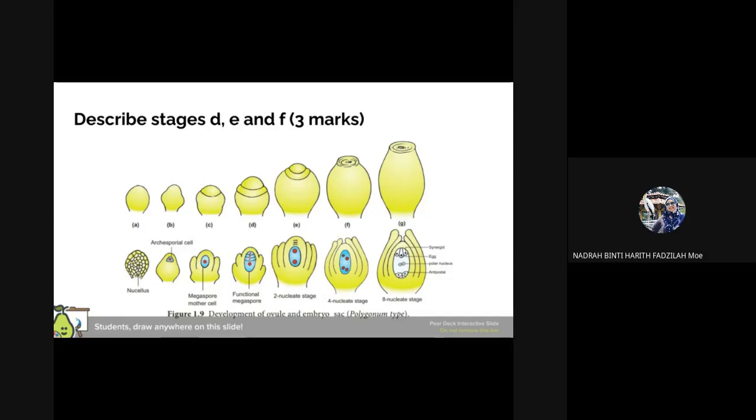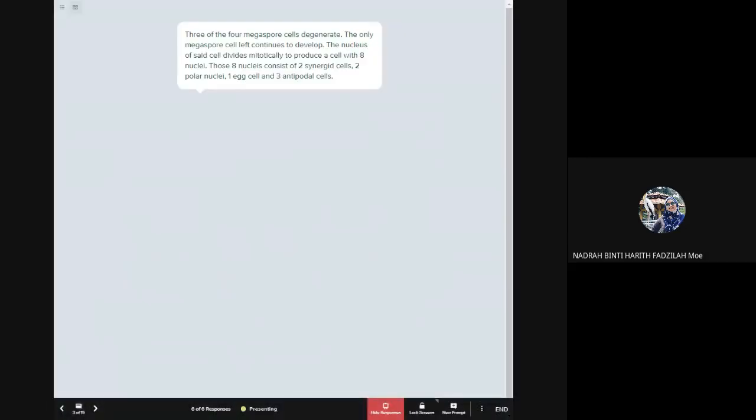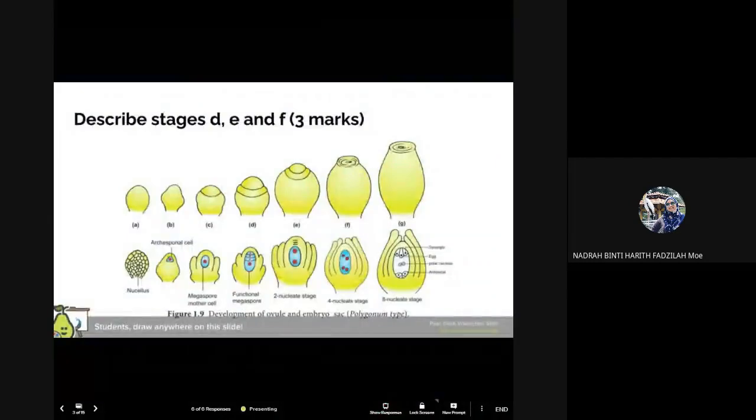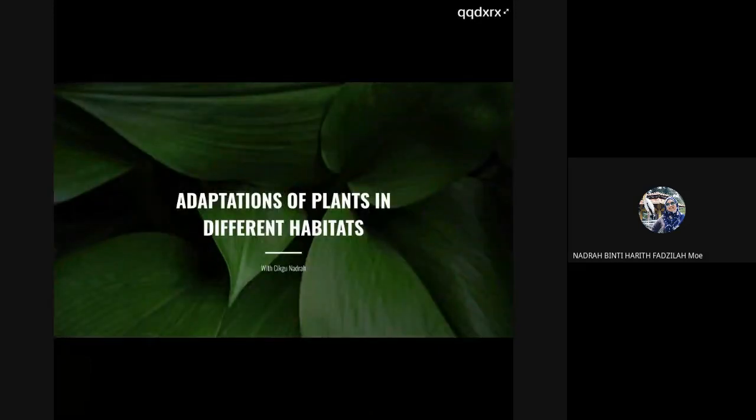Okay. So macam yang Izamani tulis ni, dia dah sampai ke phase G. Okay, very good. So itulah the summary of formation of embryo sac. And let's take a look at today's topics.